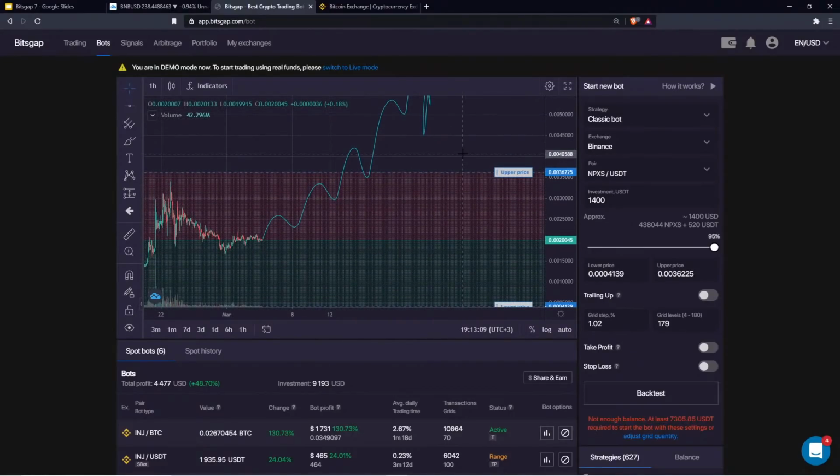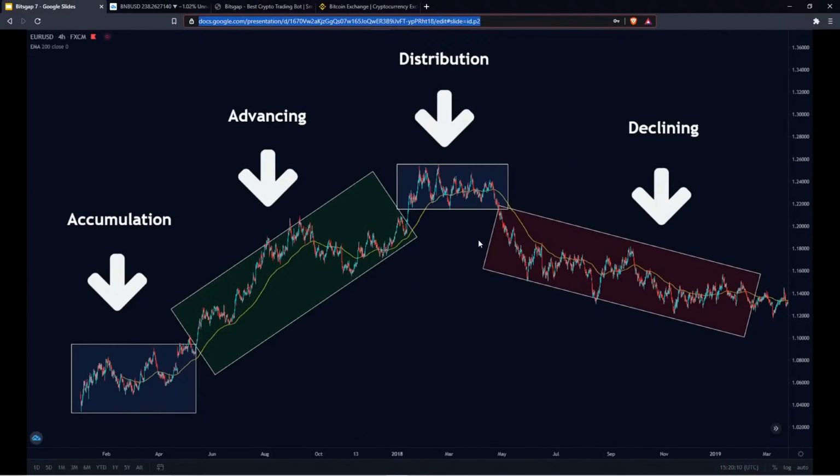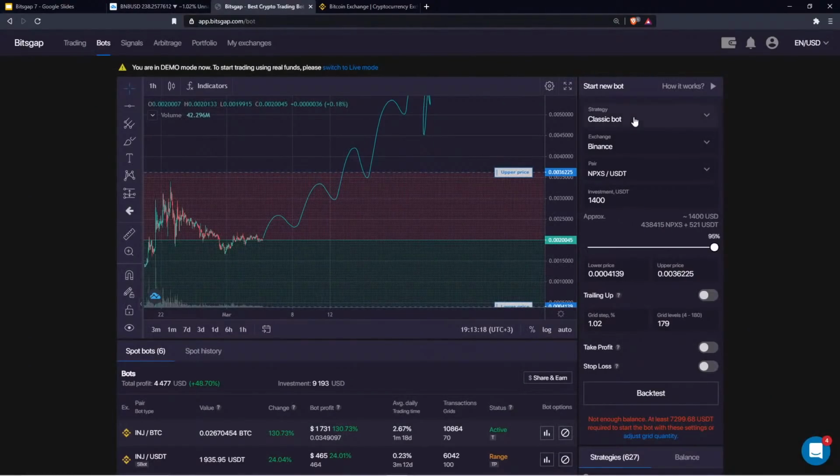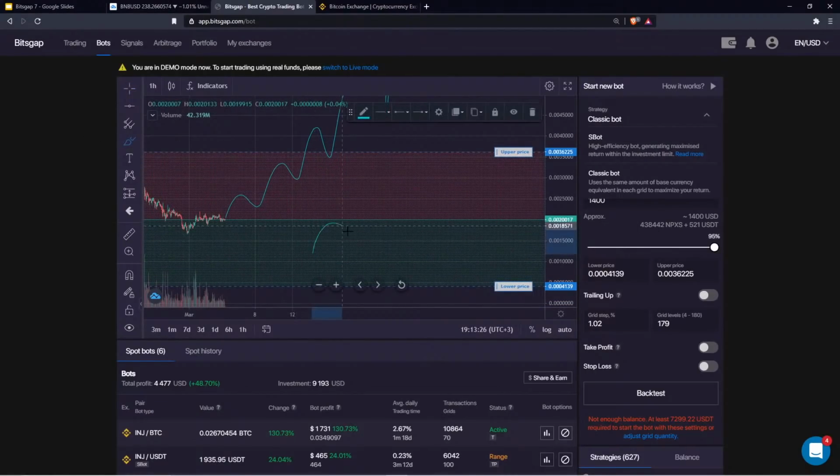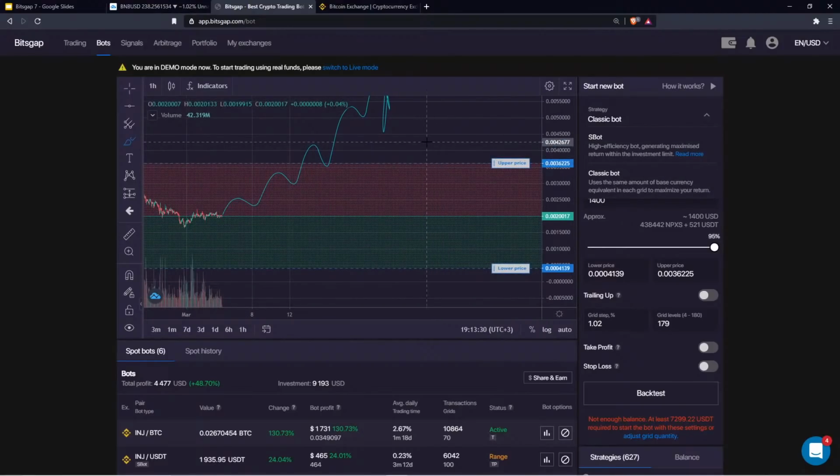So that's the point. What we've learned now is that the first thing to do is to identify the market phase, and only after that you decide which strategy to stick with. Once again, S-bot is for the sideways market formation when the price moves like this, and the classic bot is the one optimal for the market rally, to take the most out of the price action.